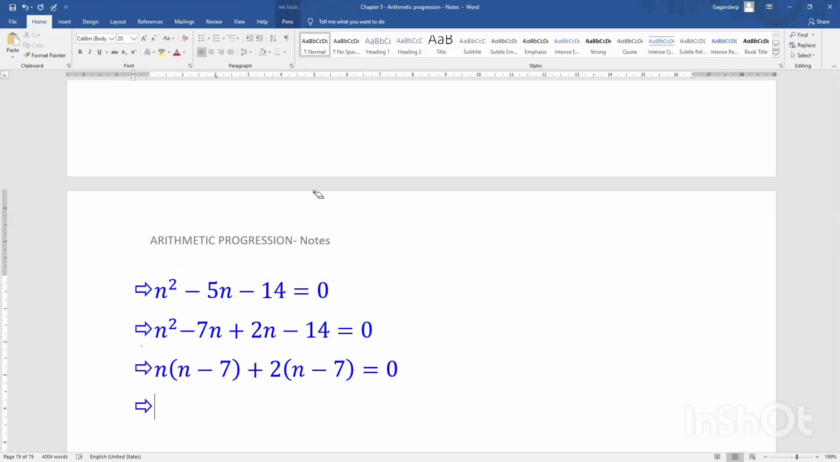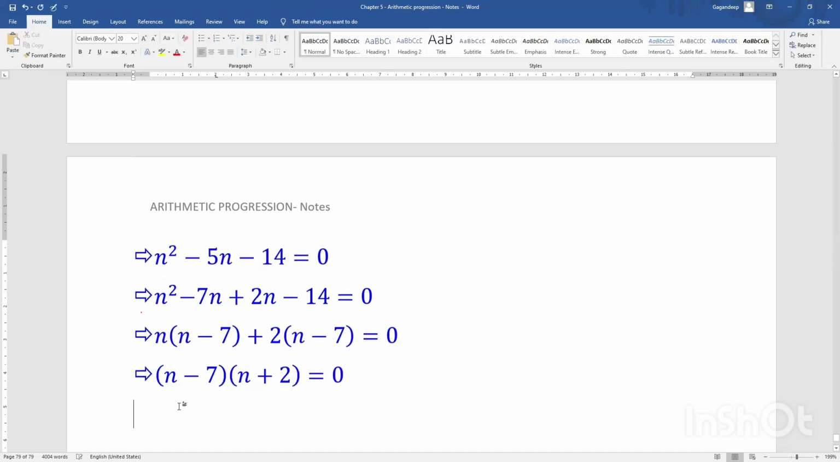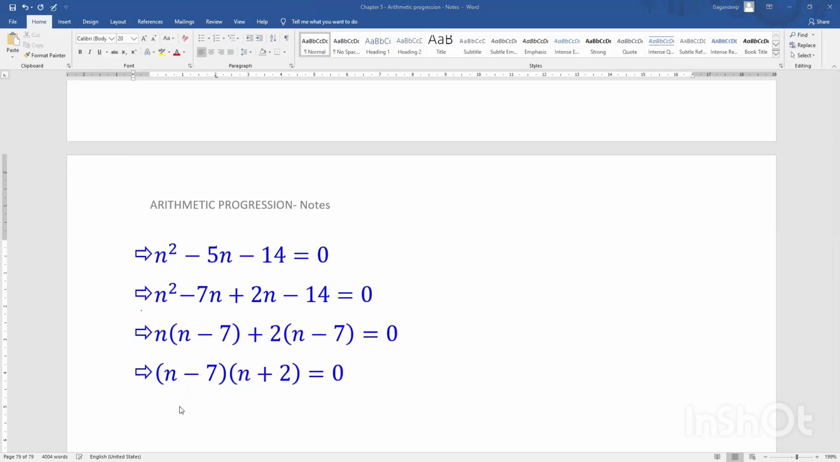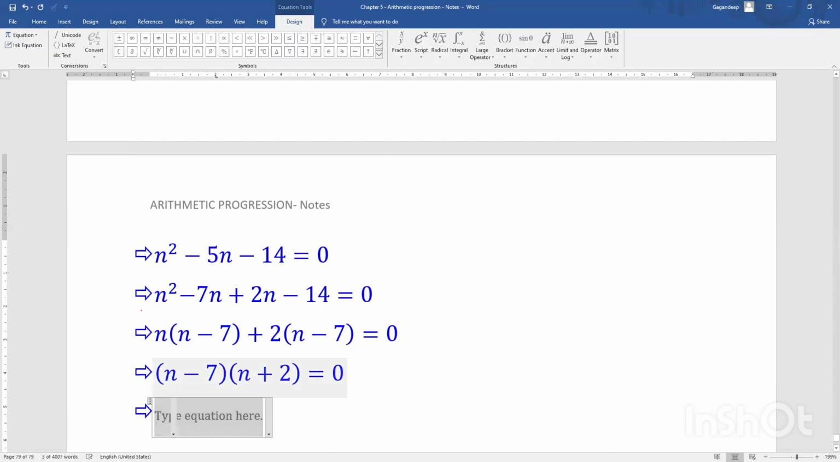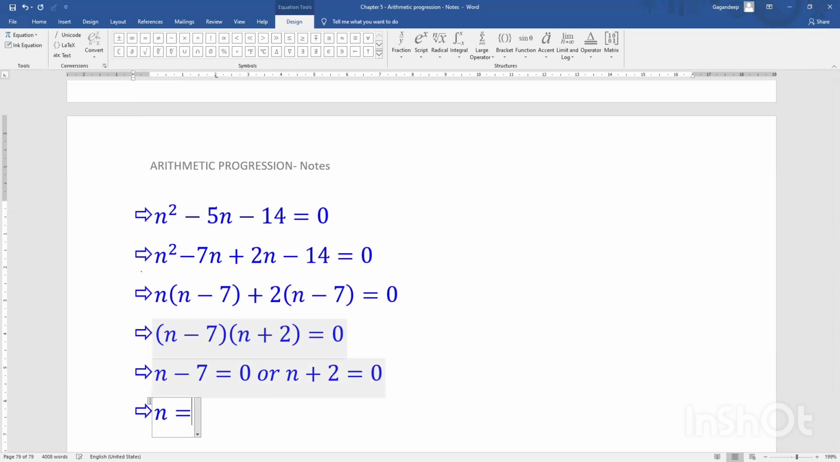Or n minus 7 we can take out common here. We have n minus 7 here also, n minus 7 here also. So let me write that: n minus 7 into n plus 2 equals 0. Next step, I can equate each of them to 0. So n minus 7 equals 0 or n plus 2 equals 0. Or I get n equals 7 or n equals minus 2.